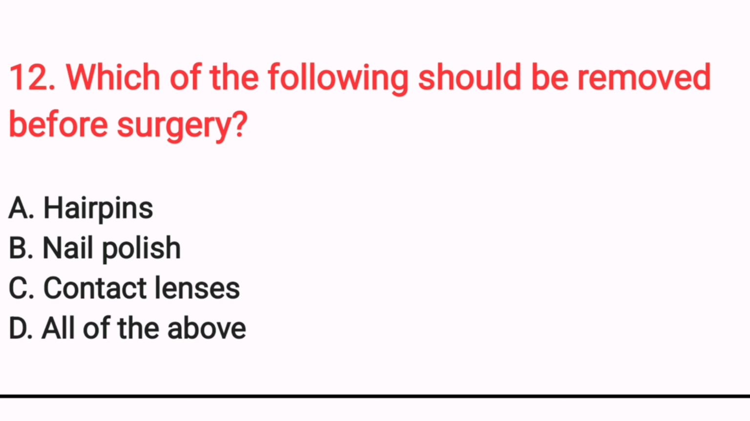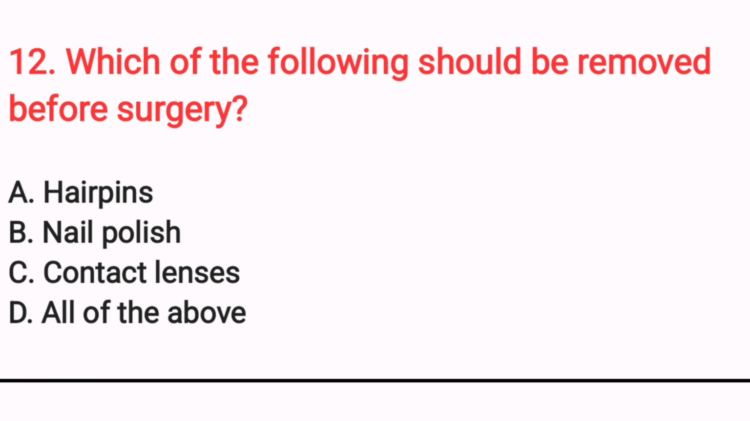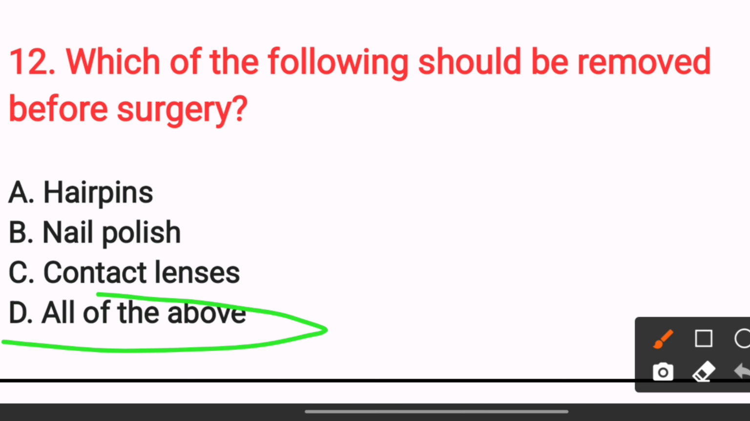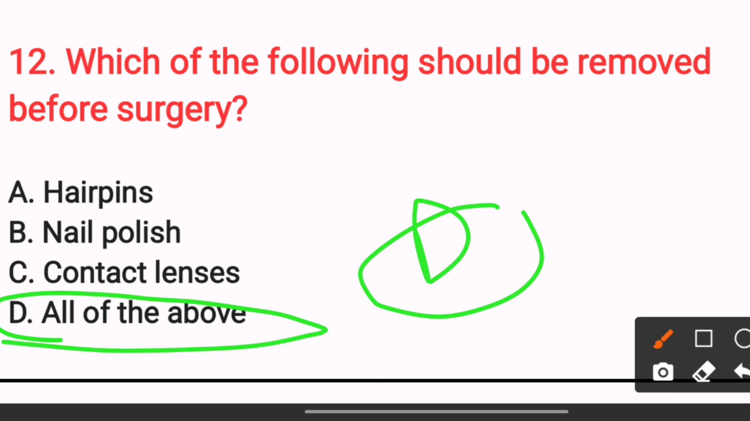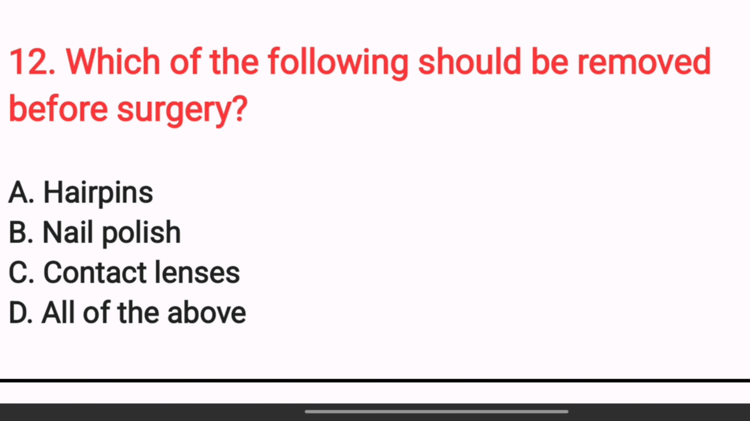which of the following should be removed before the surgery? Option A, hairpins. Option B, nail polish. Option C, contact lens. Option D, all of the above. The answer is option D, all of the above, because all of these can interfere with monitoring, like the pulse oximeter, airway management, or pose a risk.